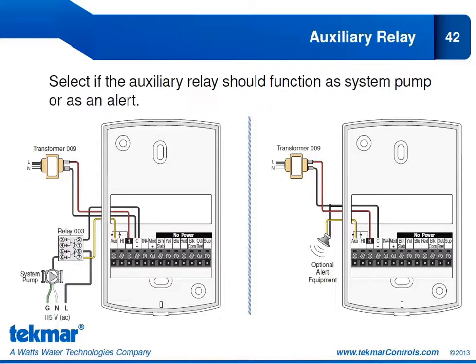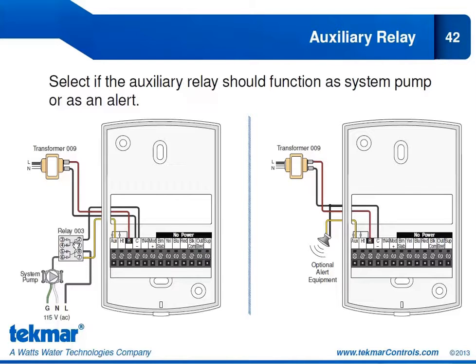We discussed previously how the auxiliary relay can operate a system pump or it can operate some optional alert equipment. So here we have shown both. On the left-hand side, we can see we have configured the auxiliary relay to operate the system pump. So we have R and C coming from the transformer. The R is tied to this auxiliary relay. Now, this is 24 volts. Obviously, for my pump, I need line voltage. So I'm going to use the isolation relay.